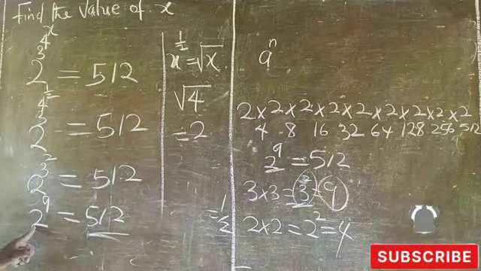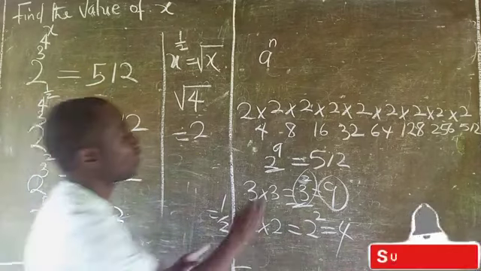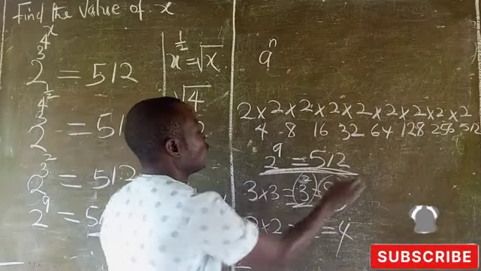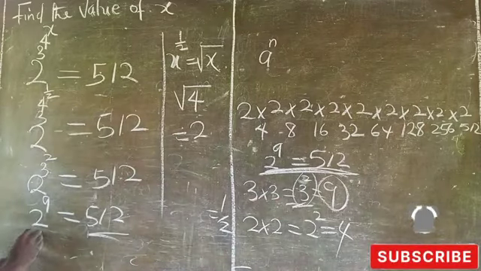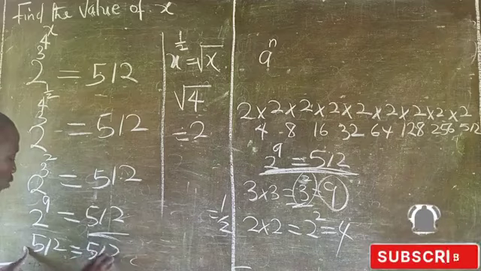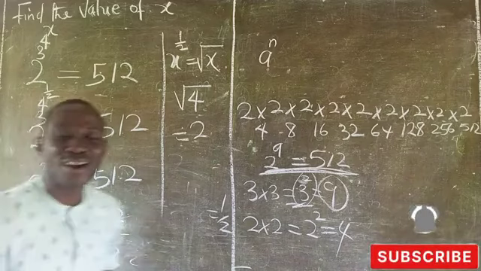And what is 2 raised to power 9? We have 2 raised to power 9 to be 512. And this says on the right hand side, 512 is equal to 512. So this is what we have as our answer.